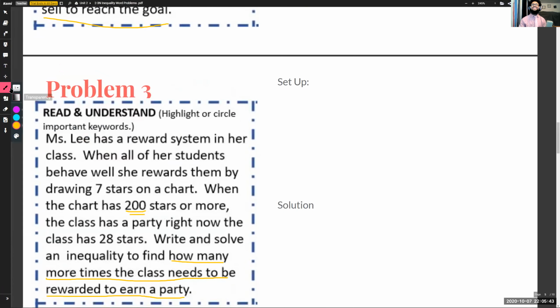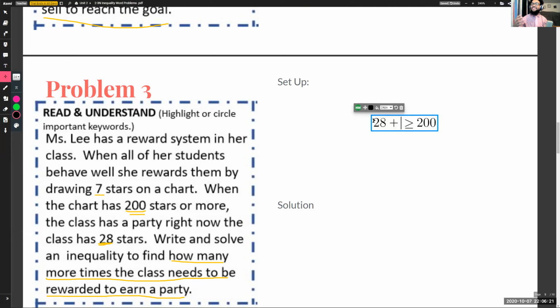So knowing they need to get at least 200 stars, we're going to go with this greater than or equal to sign. 200 stars or more means at least 200 stars. And so we have that greater than or equal to sign. And then we're going to write out the rest of the information that's given to us. Excuse me. She rewards them by drawing 7 stars on a chart, and they currently have 28. So they're starting this part off with 28 stars.